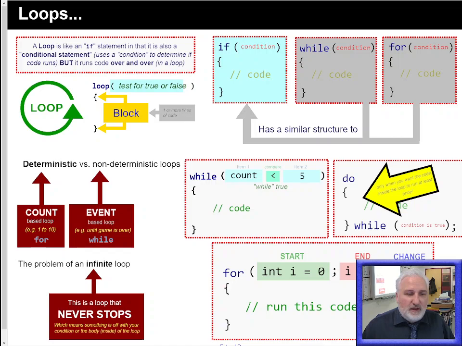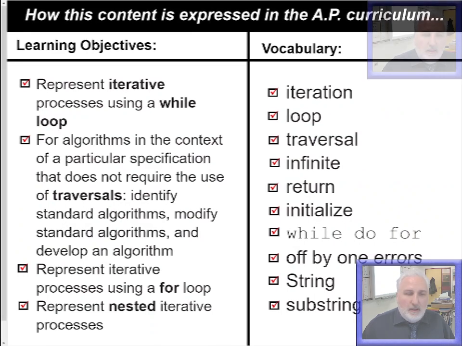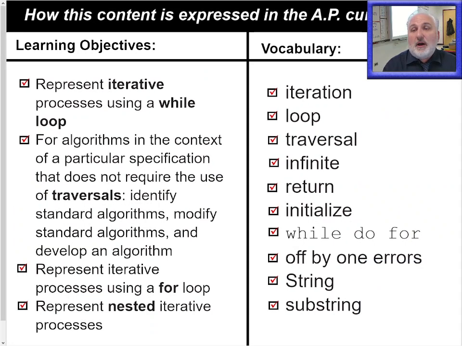And then finally, here is how the content is expressed in the AP curriculum and the vocabulary you want to be comfortable with. So I've already read you those learning objectives. Represent iterative processes using a while loop. For algorithms in the context of a particular specification that does not require the use of traversals, identify standard algorithms, modify standard algorithms, and develop an algorithm. Represent iterative processes using a for loop, and represent nested iterative processes.